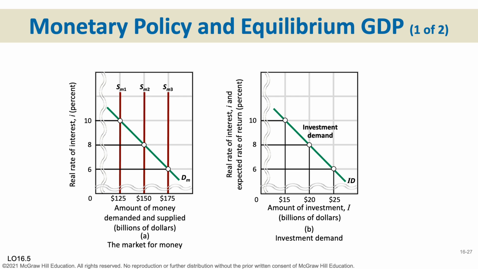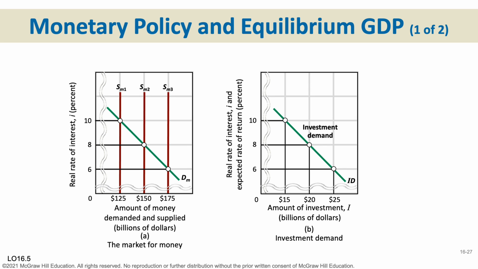Well, if we're shifting money supply to the right, then what we're worried about is recession and unemployment. And so shifting that money supply decreases the interest rate, increases the amount of investment, which is going to shift our aggregate demand curve to the right towards that full employment level.